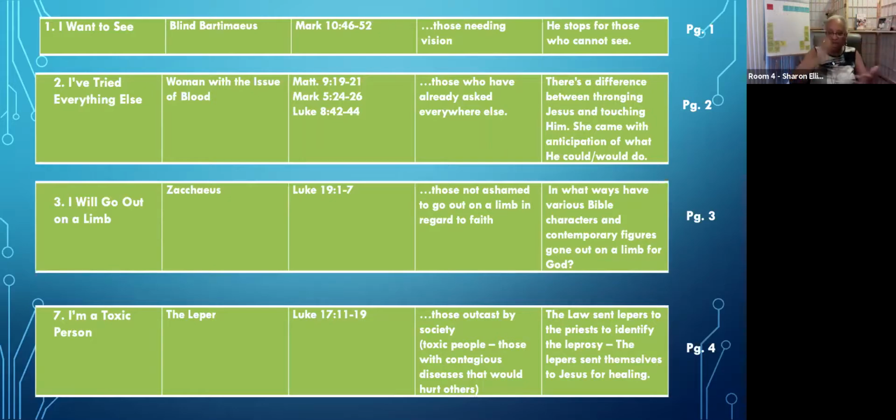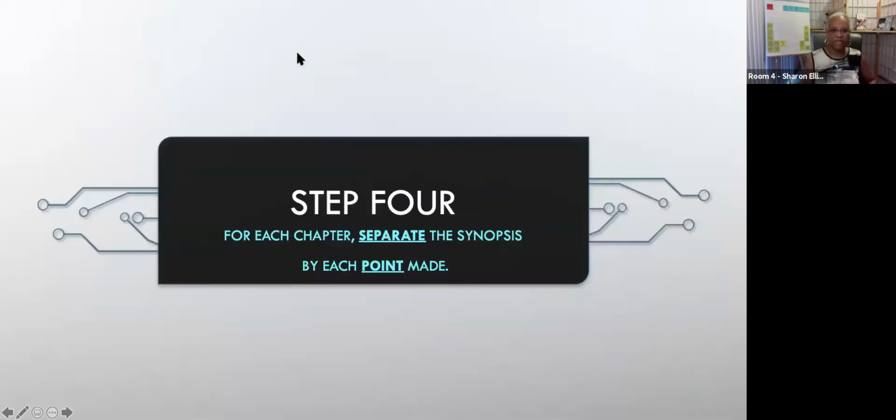And then I'm going to hit a page break. Now here's what's going to be in chapter 2. Page break. Here's what's going to be in chapter 3. You follow me? Yes? Okay. I think that's a yes. All right. Step 4.